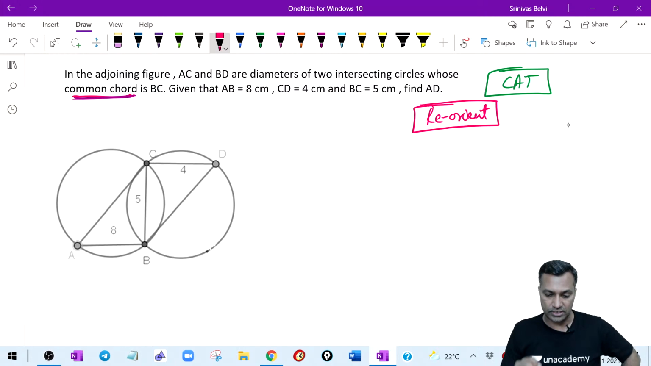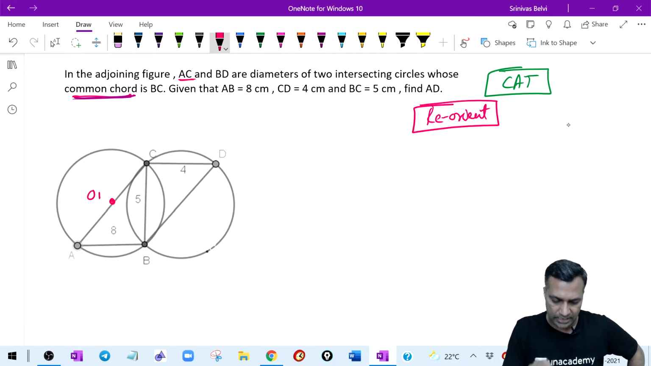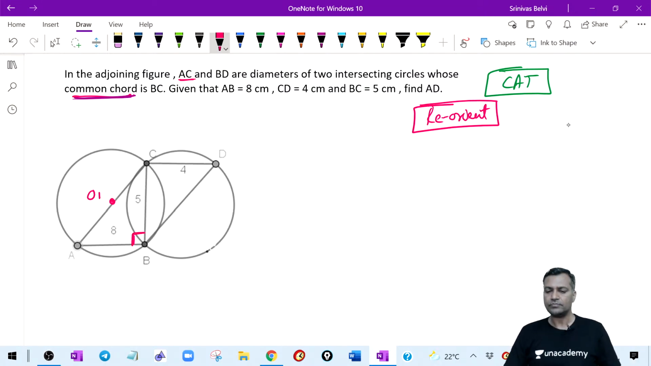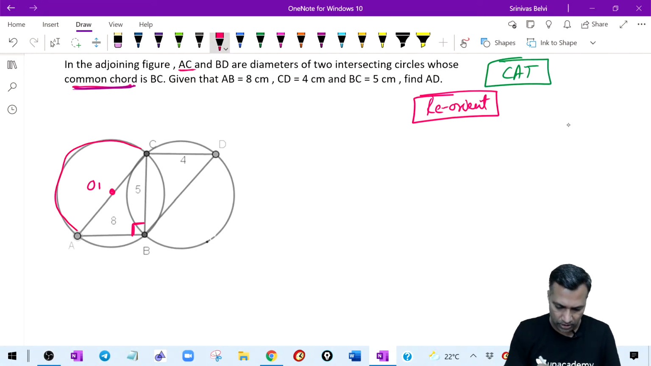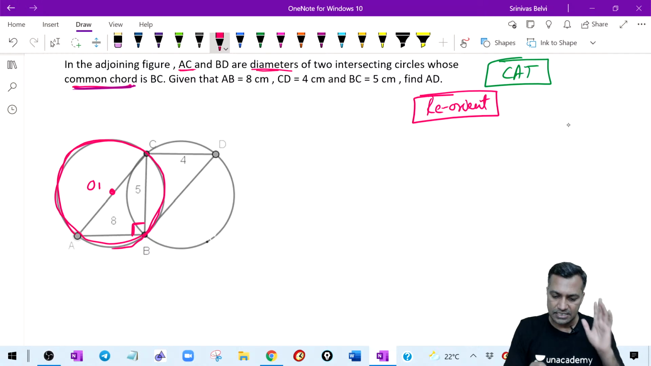Let's first take a look at this. What is given to me? AC is the diameter, it passes through the center. Say O1 is the center of the first circle. If AC passes through the center, then this is 90 degrees. Why? Now focus only on this circle. Forget the other circle now. Look only at the circle on which I marked it. AC is the diameter. If AC is the diameter, then this particular angle is nothing but the angle formed in the semicircle, which will be 90 degrees.